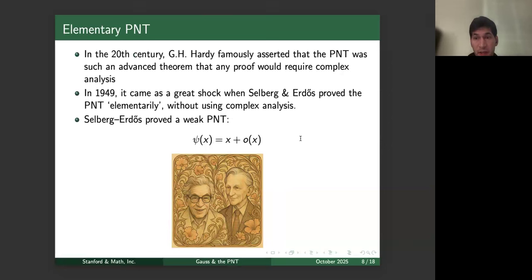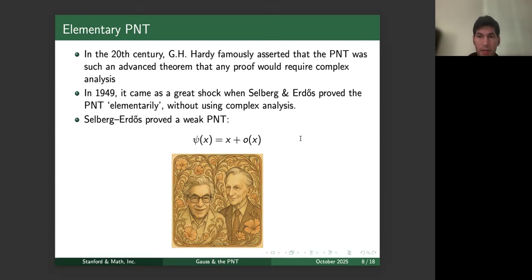I should also mention that in the history, since the classical proof of the prime number theorem was given, I think it quickly became a dogma in the field that this should be the case. In particular, in the 20th century, the famous mathematician G.H. Hardy asserted that the prime number theorem was such an advanced and sophisticated result that any proof of it should require using complex analysis.